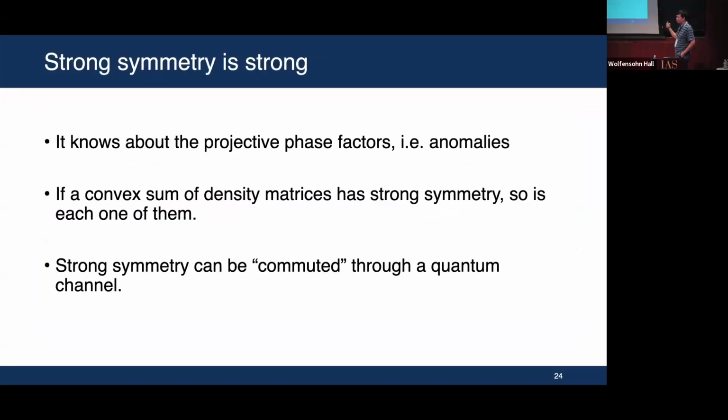It allows us to keep track of the projective phases, which are important in thinking about questions like anomalies. And if you have a convex sum of density matrices which has a strong symmetry, then each single one of them has to have the same strong symmetry with the same eigenvalue. Okay? Another property which you can prove using a few lines is that strong symmetry can be commuted through a quantum channel. So it's a very useful tool to study what happens to a state under a quantum channel.